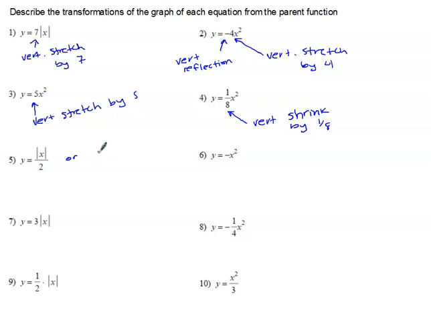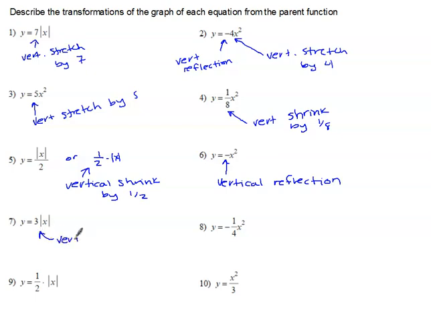This one, similar to the last page, you might want to rewrite as 1/2 times the absolute value of x, and it's a little bit easier to see that that 1/2 is a vertical shrink by 1/2. Number 6, the only thing we have is that negative or a -1 in front, so this is going to be a vertical reflection, or a reflection over the x-axis. Number 7 is a vertical stretch by 3.